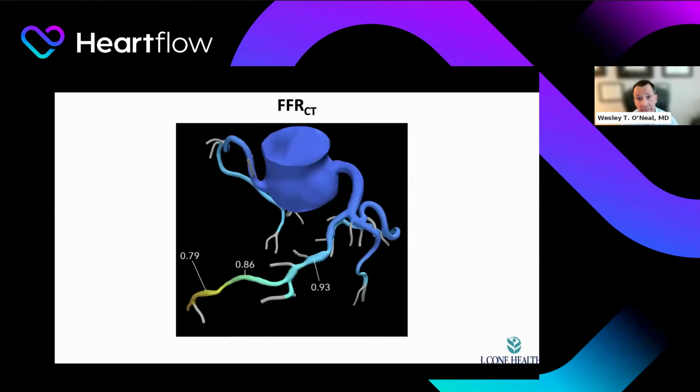This case was sent for FFRCT analysis, and it does show you that the prox to mid LAD is negative. Actually, 0.93 was the value there. There was some tapering as you go down the vessel, down to 0.79, but no meaningful stenosis in the distal vessel. That's just tapering artifact that we commonly see with the FFRCT analysis.